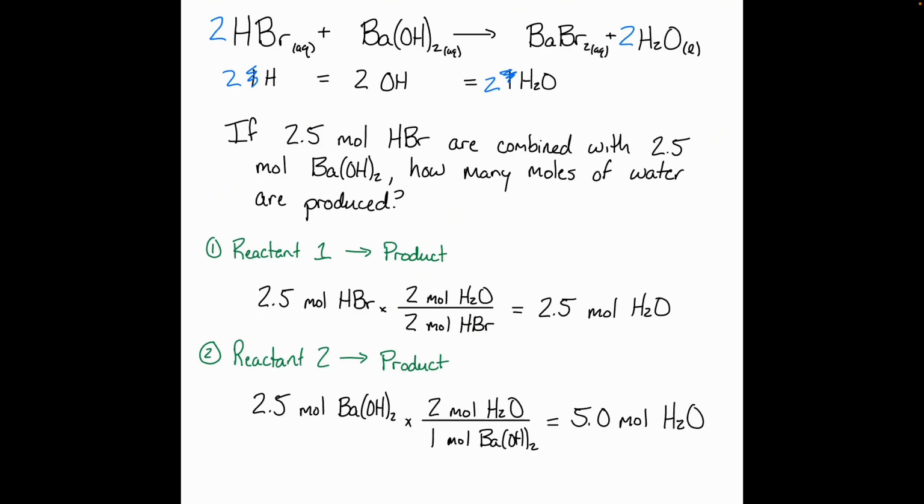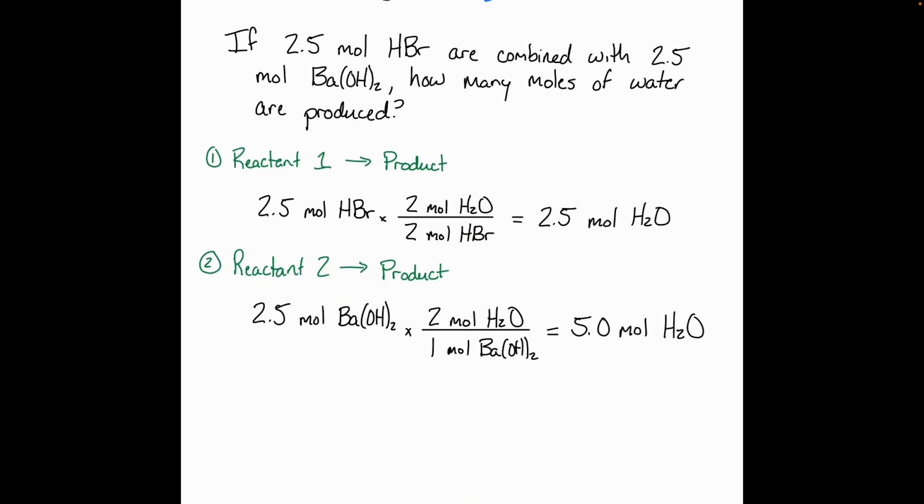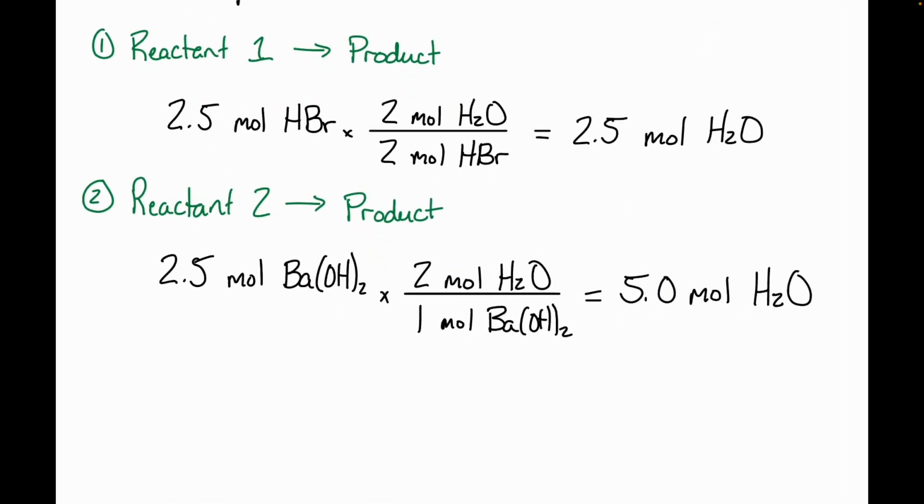But this is a limiting reactant calculation. So now I've got to do another calculation, starting with my second reactant, my barium hydroxide. Now I'm going to convert from that 2.5 moles of barium hydroxide into moles of water using that stoichiometric ratio of 1 to 2 from my balanced chemical equation. So this is telling me that if all of that barium hydroxide was consumed, then I would make 5 moles of water. So when I mix these 2 together here, which one is going to be my limiting reactant?